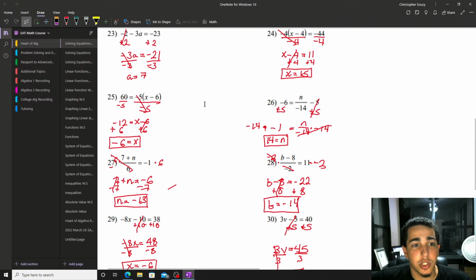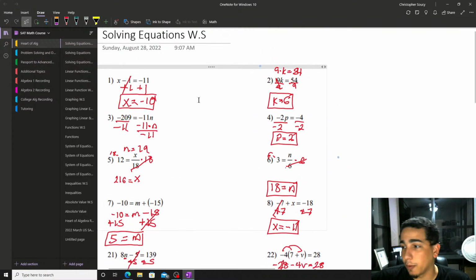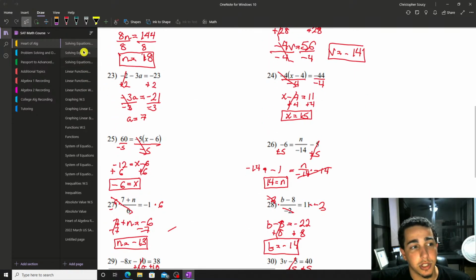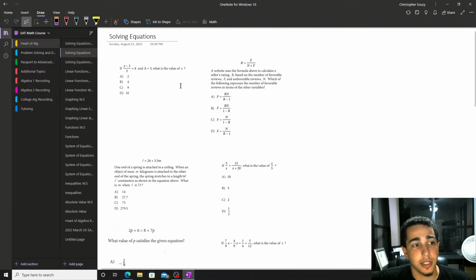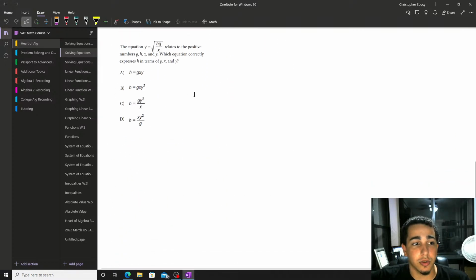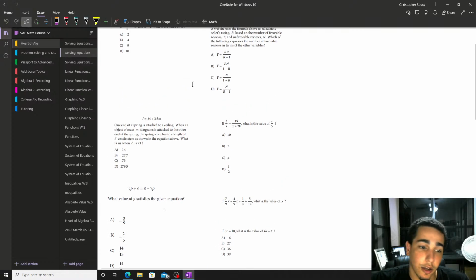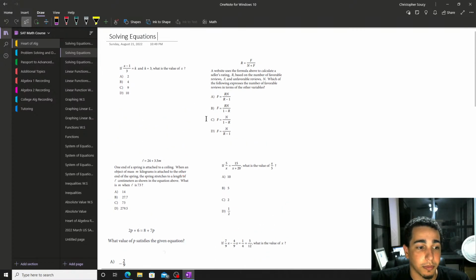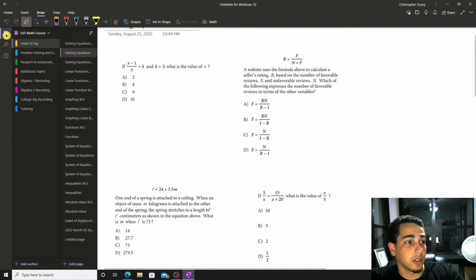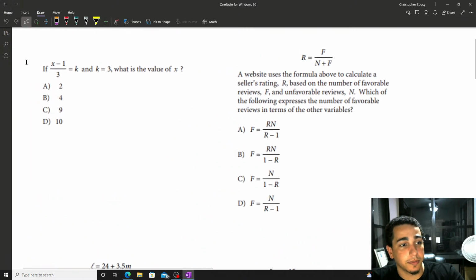So the first page was just some practice problems that I went over. The second page is going to be SAT questions that have to do with linear equations. All of these were pulled from an actual SAT and have to do with getting x by itself and solving equations for a variable. So we'll get started with this first one.